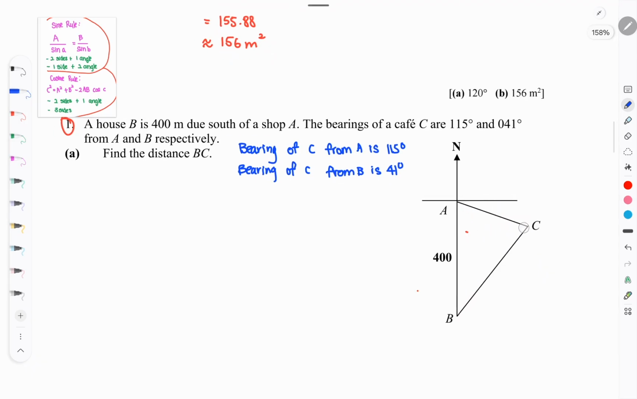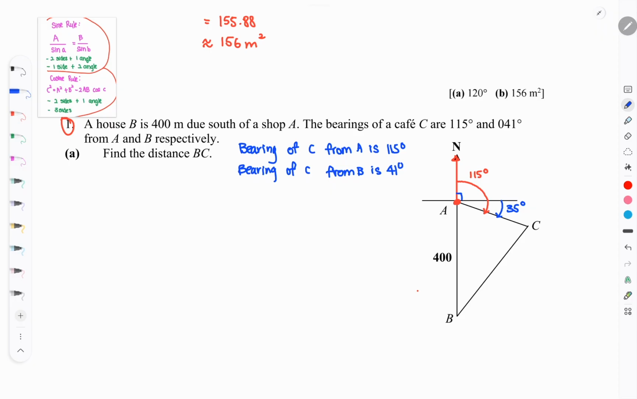Let me erase all this working first. So what does it mean? Bearing of C from A, so I go to A first. I draw my north line, and then I go clockwise all the way until C. They are saying that this is 115 degrees. And then actually I know that this top is 45 degrees. So over here it will be just 115 minus 45 degrees. So this will be 115 minus 90 degrees. So this is 35 degrees.